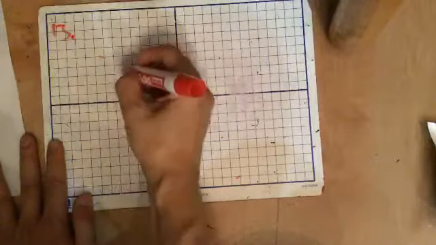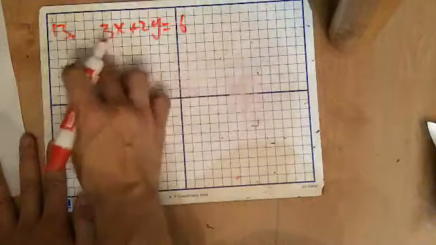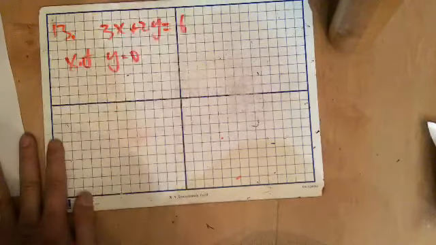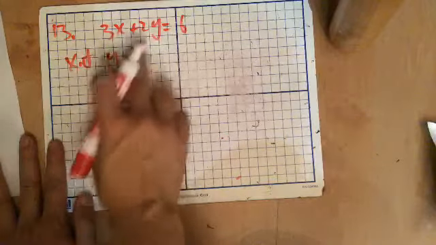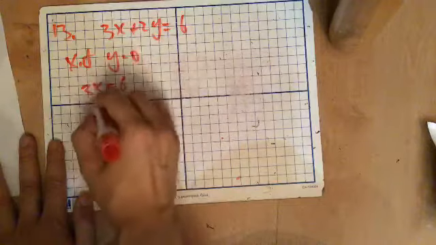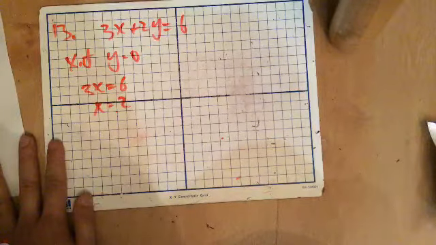13 says 3x plus 2y is equal to 6. How do I find the x-intercept? Well, x-intercept means y equal to 0 and solve for x. So y equal to 0 is going to give you 3x is equal to 6. And then x is equal to 2. Is that right? Are you sure? Yeah.